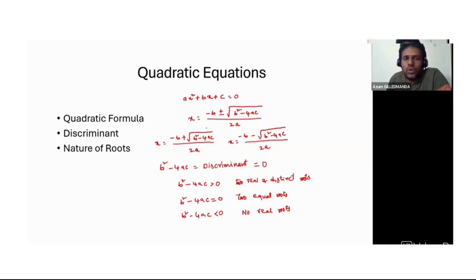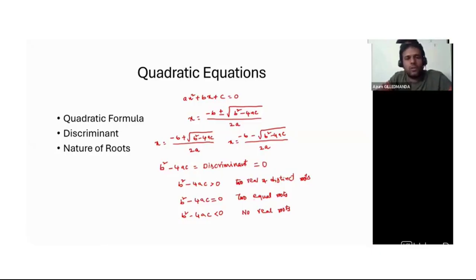So basically, the roots of the quadratic equation are x equal to minus b plus or minus square root of b square minus 4ac by 2a, where b square minus 4ac is the discriminant. That discriminant defines the nature of the roots of that quadratic equation. If it is greater than 0, real and distinct; equal to 0, equal roots; less than 0, no real roots.